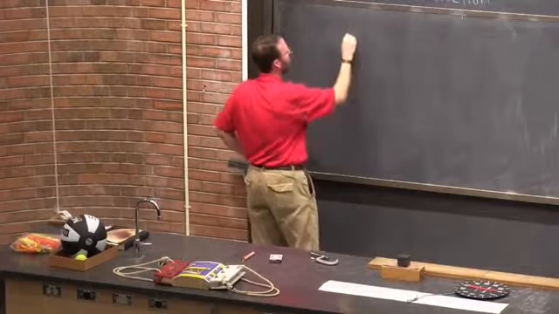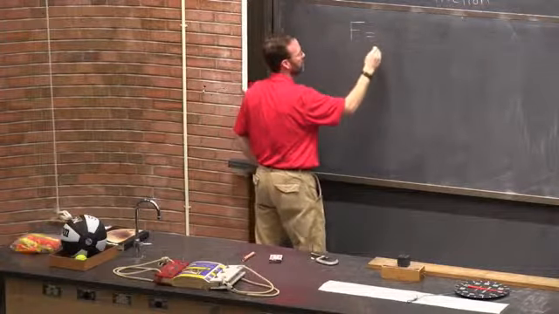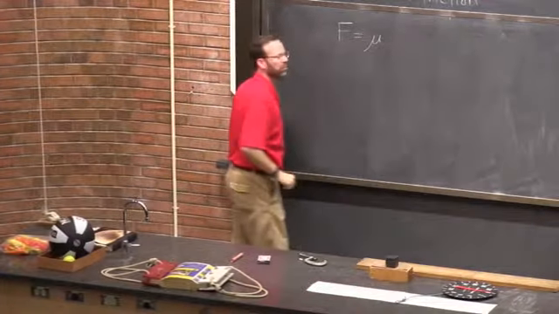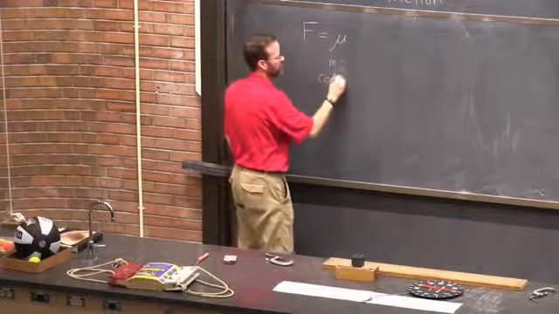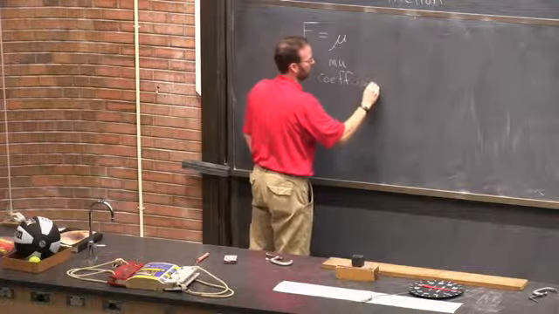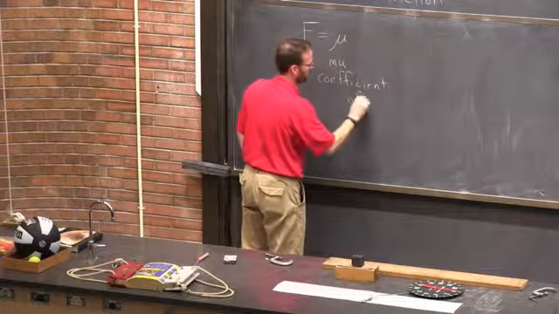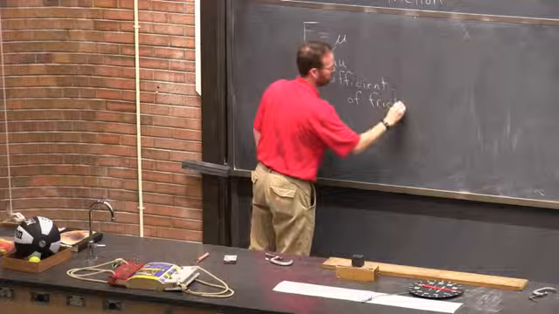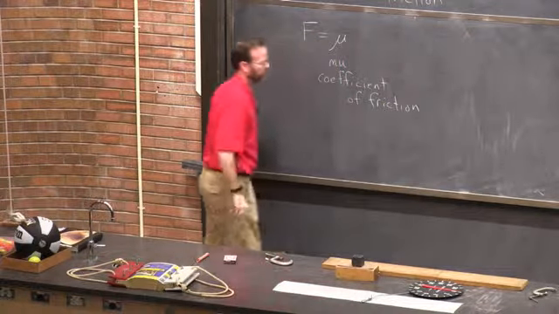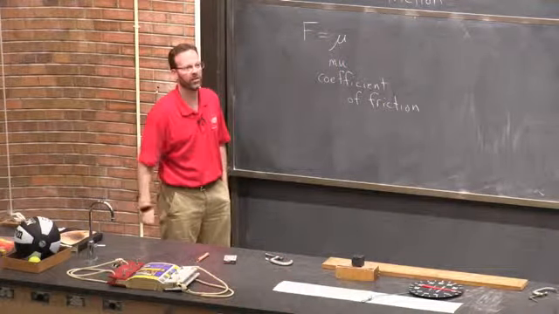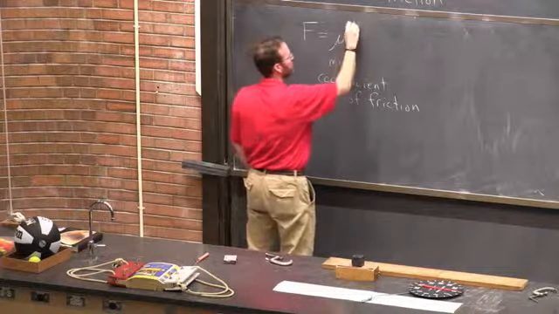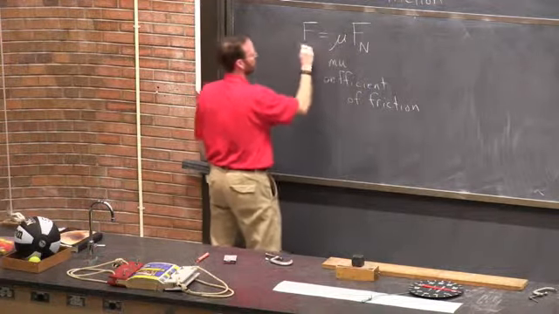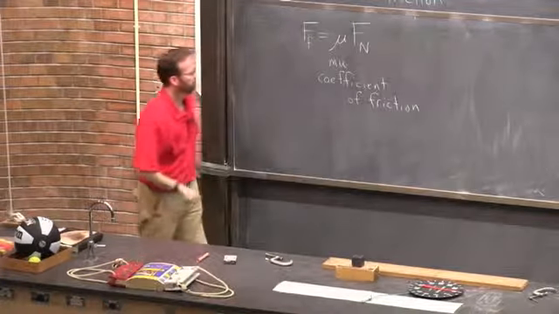The formula, the equation that guides our thinking, is this. The symbol mu represents a coefficient of friction. And that's different for static versus kinetic. For different materials, you'd look it up in a table. It's a constant for those materials, times the normal force. This would be the frictional force.